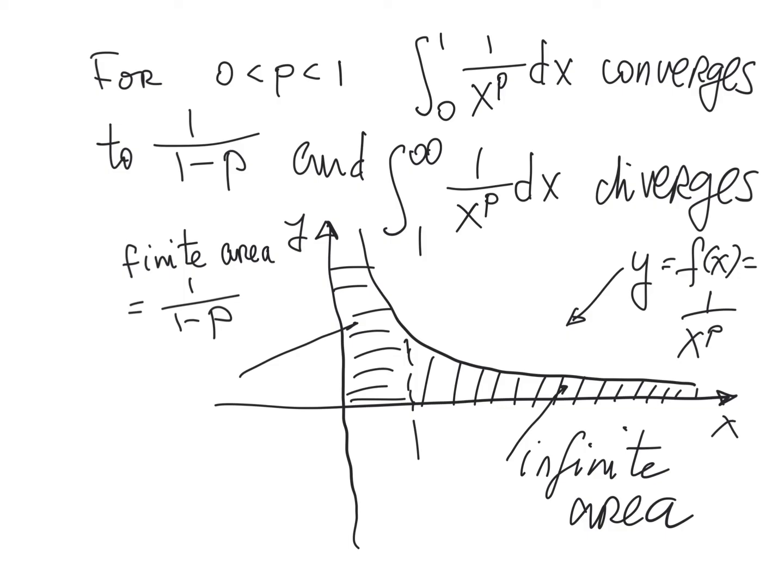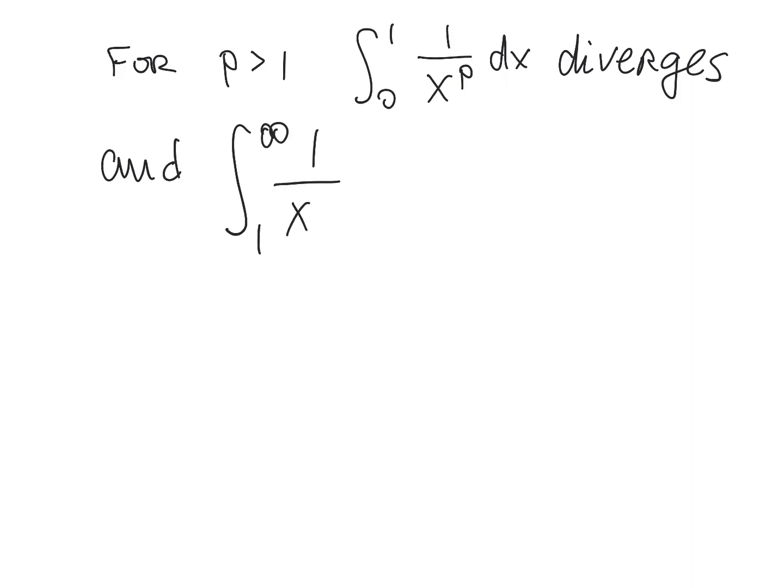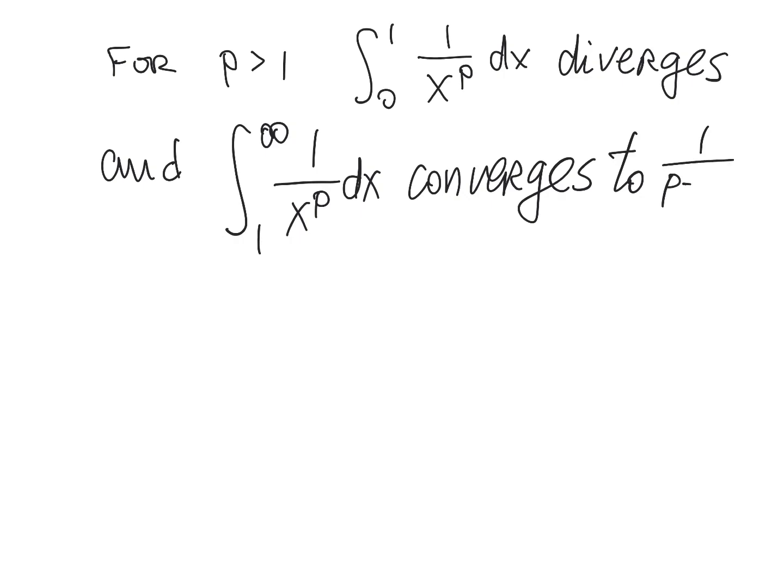And now let's look at the last case. The last case is p greater than 1. So we know the integral from 0 to 1 of 1 over x to the p dx diverges. We showed that earlier in this video. And the integral from 1 to infinity of 1 over x to the p dx converges. And it converges to 1 divided by p minus 1.